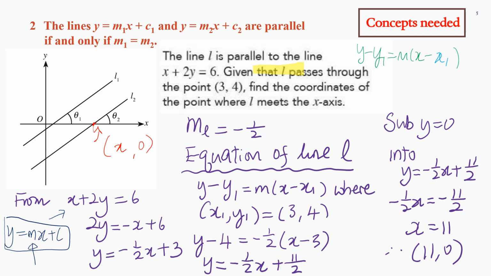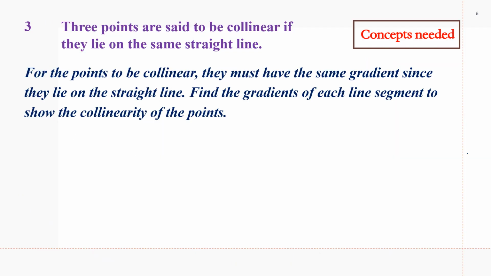Right, so this is how you can actually make use of this concept. m1 equals m2 when the two lines are parallel to each other. Sometimes in exam questions, they will not tell you that the two lines are parallel. Rather, they will say that 3 points are collinear. And when they say that, it means that they lie on the same straight line, which means the gradients of each line segment will be equal to each other.